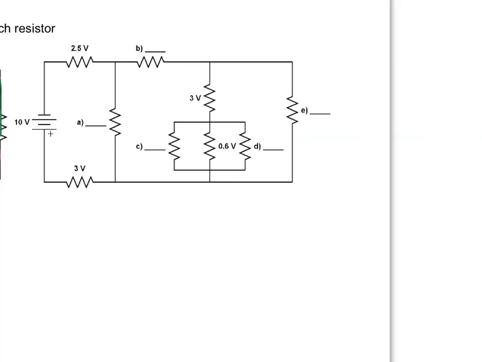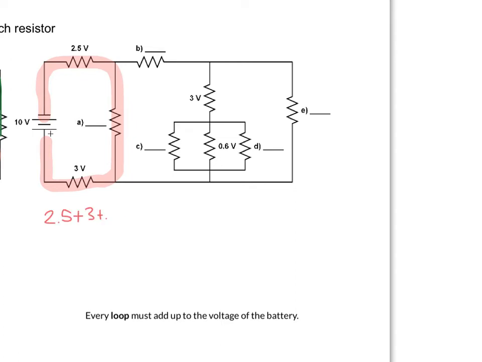All right, we're going to move on to our voltage here, and with voltage, we're not thinking anymore about junctions, but we're thinking about loops, and we know that each loop must add up to the voltage of the battery, which in this case is 10 volts. So I'm going to think about this first inner loop here in red, and we know that all the voltages across all those resistors must add up to 10, so I have 2.5 and 3 and this blank resistor, and that must equal 10, which means this unknown resistor here, A, must be 4.5 volts.